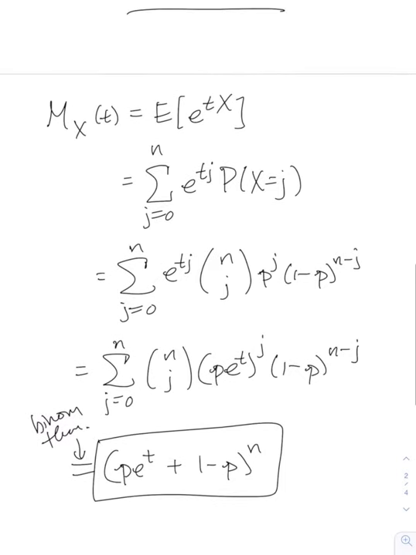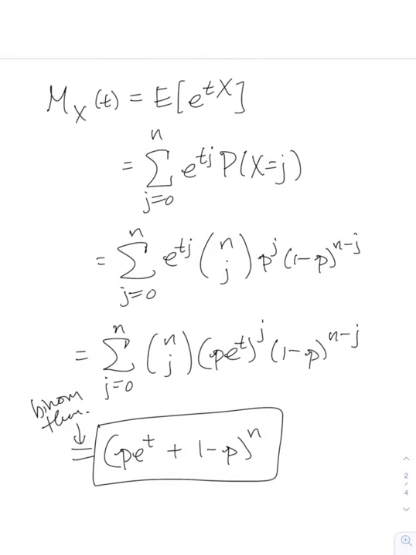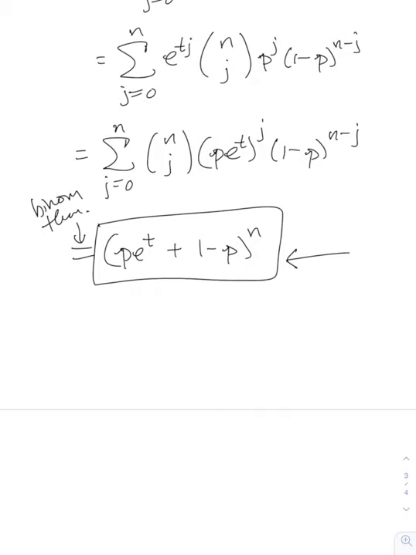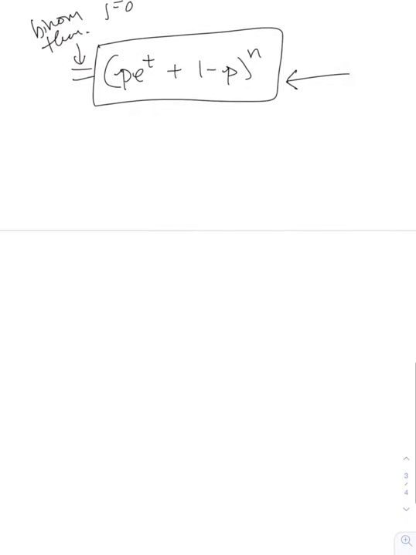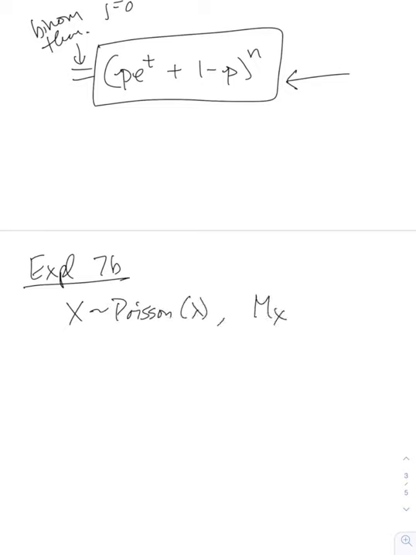So if X is binomial(n, p), then this is the moment generating function. Okay, let's look at another example, 7b. Let's take a Poisson distributed random variable with parameter lambda and figure out its moment generating function.